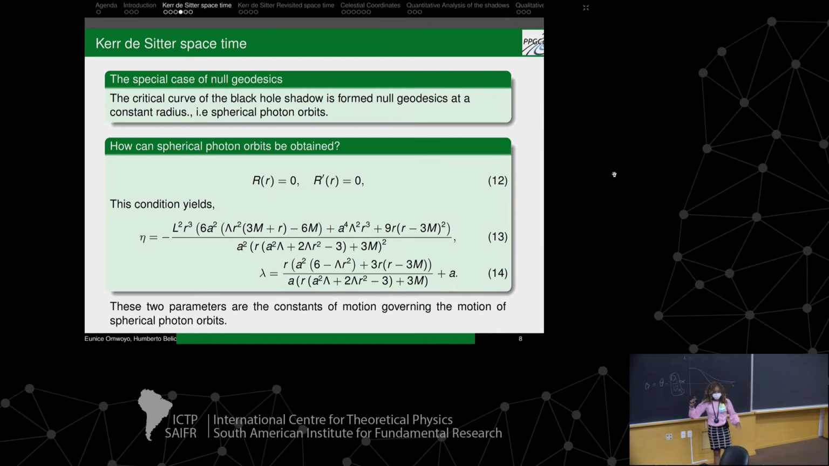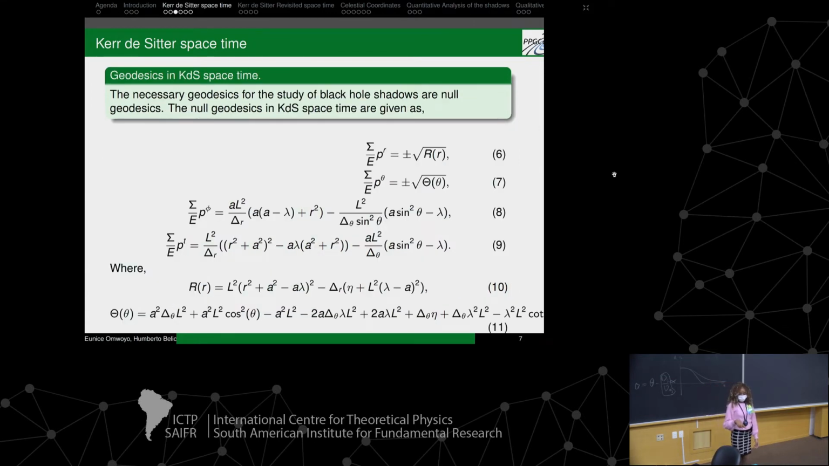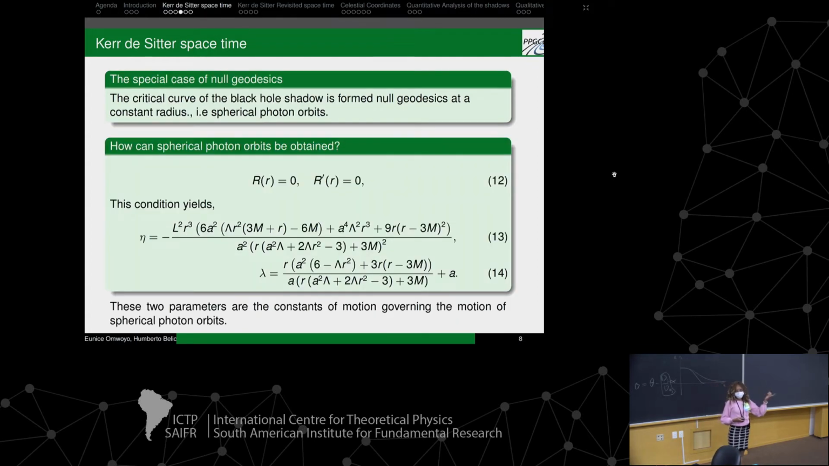Specifically, the critical curve which we study in this work is a result of null geodesics at a constant radius. These geodesics have various names in the literature, and here we shall just refer to them as spherical photon orbits. The condition for spherical photon orbits is that the radial potential, which is equation 10, has to be 0, and its first derivative with respect to r has to be 0.